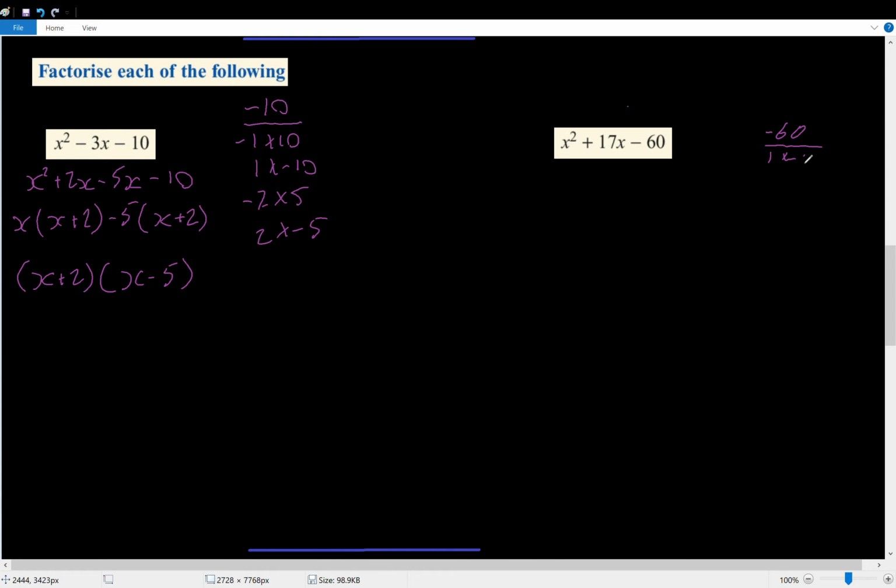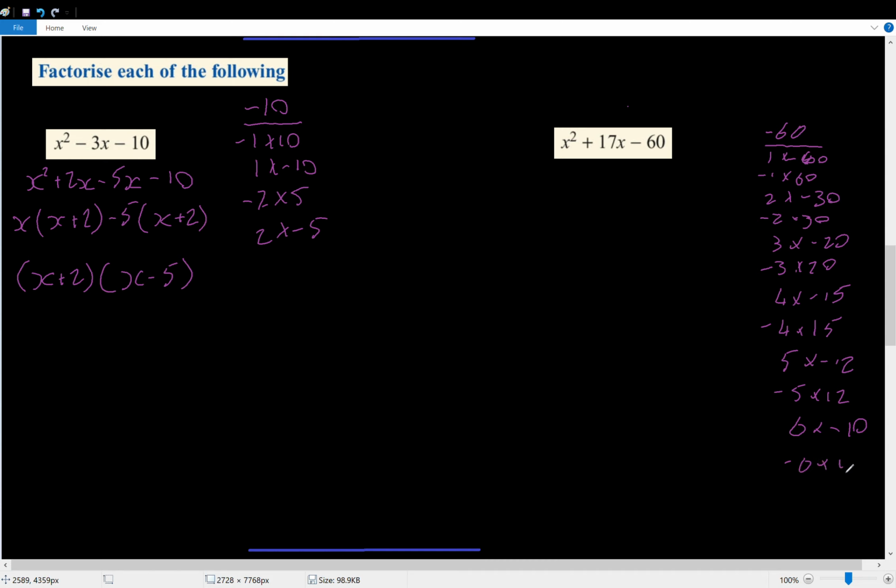So we have 1 times minus 60, or we have minus 1 times 60, we have 2 times minus 30, or minus 2 times 30, we have 3 times minus 20, or minus 3 times 20, we have 4 times minus 15, or minus 4 times 15, we have 5 times minus 12, we've got minus 5 times 12, and we have 6 times minus 10, and minus 6 times 10.